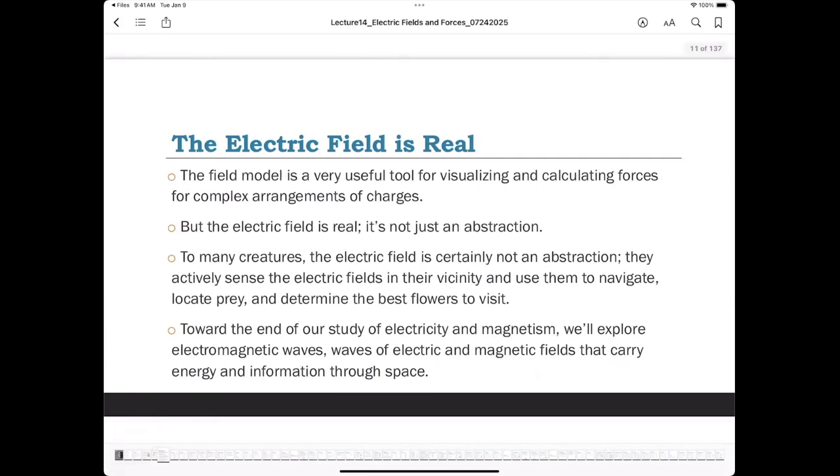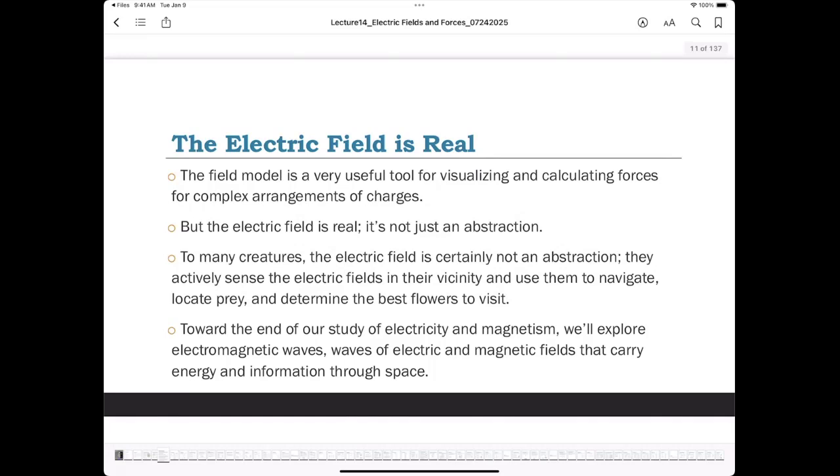Actually, we talked about calculating forces using Coulomb's law. But what we calculate is very easy, just two charges, or maybe three or four. In the real world, it's very complex. So the field model is a very useful tool for us to calculate forces for complex arrangements of charges.